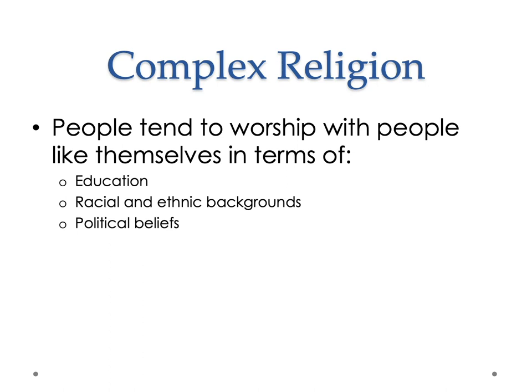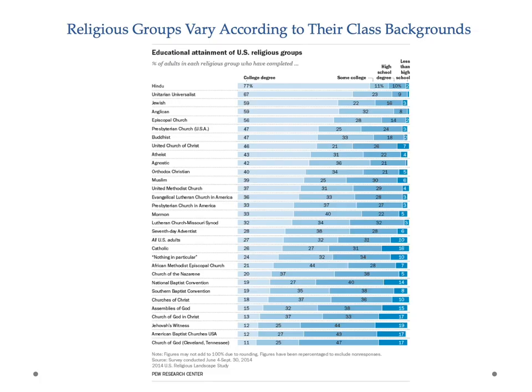In fact, in the United States, we can rank religions, and I don't mean better or worse rank, I mean we can just see differences between them according to their class background. This chart shows the proportion of members in each religious group who have at least a bachelor's degree. And we can see that some groups have much more education than others.